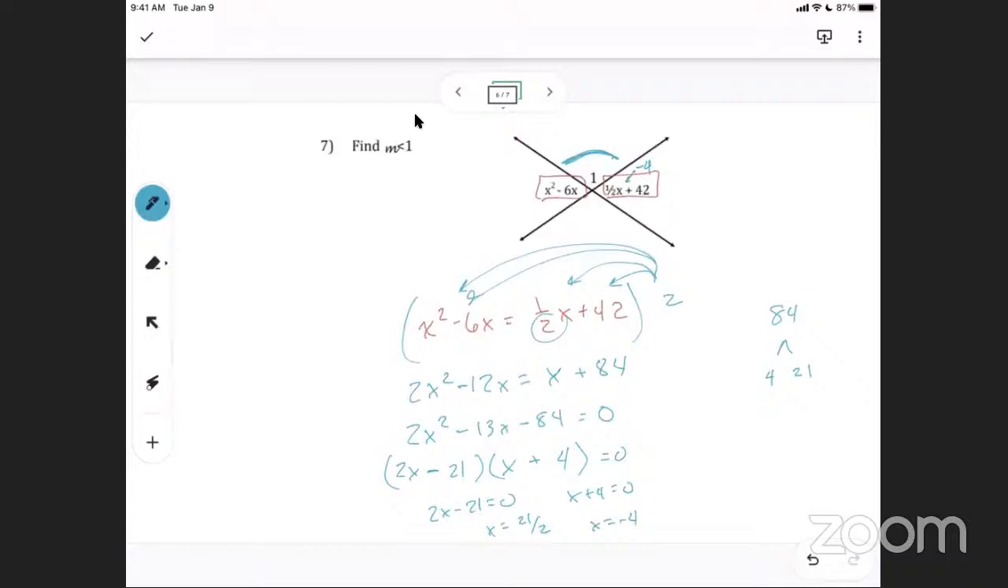What's 1/2 of negative 4? Negative 4 is your x. So just negative 2. And what's negative 2 plus 42? 40. And just to make sure we did that right, plug in negative 4 here, and you're going to get positive 16. Plug in negative 4 here, you're going to get positive 24. And what do those add up to? 40.